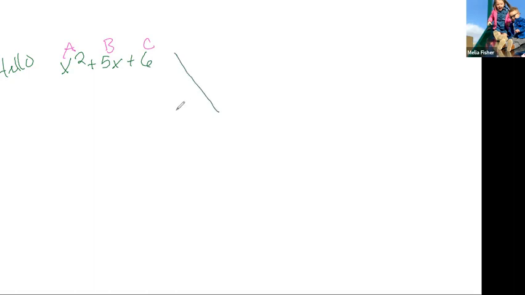And what you really need to do here is to find out what A times C equals, and then B goes in the bottom. So we're multiplying x squared times 6, and we have 6x squared, and then we put 5x in the bottom.